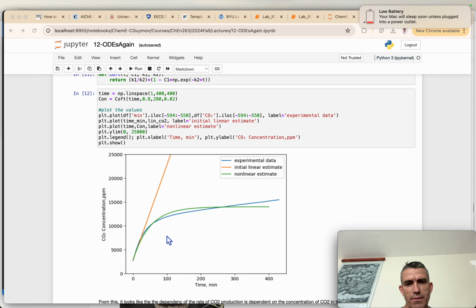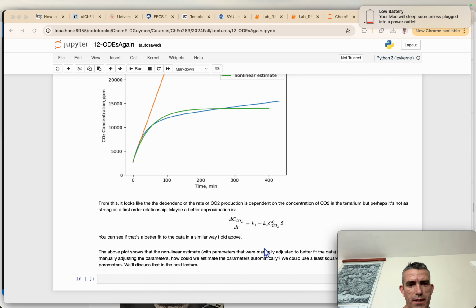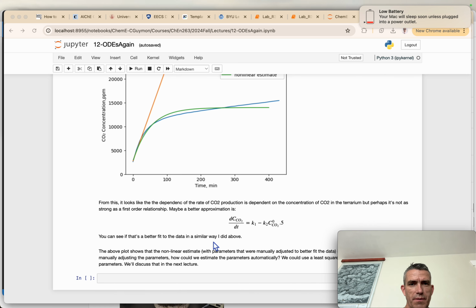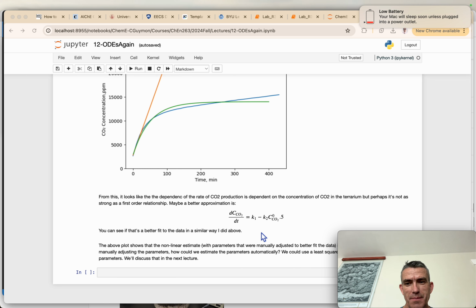And perhaps a better fit, I've got a mistake in my markdown here, but perhaps a better one is not necessarily CO2 to the first power, but maybe it's to the half power, so it doesn't level off so quickly. But you could do that and see if it fits better. But as far as fitting and determining these constants K1 and K2 and C1 above, we'll talk about that next time in regression.